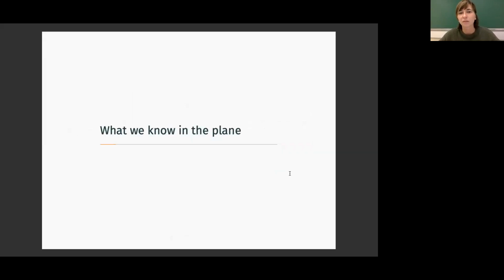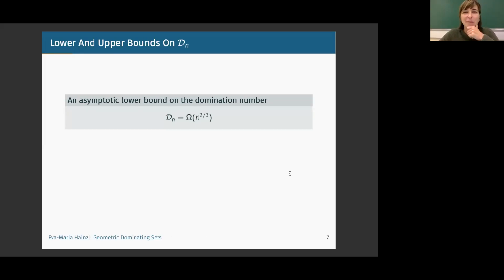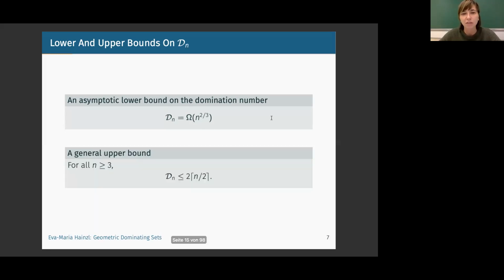But where I actually want to get us is the discrete torus, because this was my favorite part, and it's also a bit more fun in my opinion. But in the plane, we know that the domination number is bounded asymptotically from below by n to the 2/3. This is based on a counting argument, essentially. And it's bounded from above by n if n is even, and n plus 1 if n is odd.